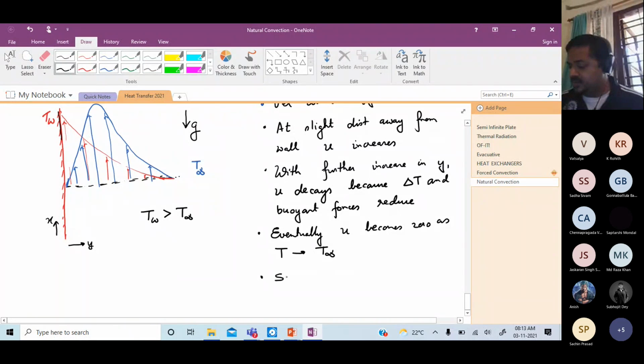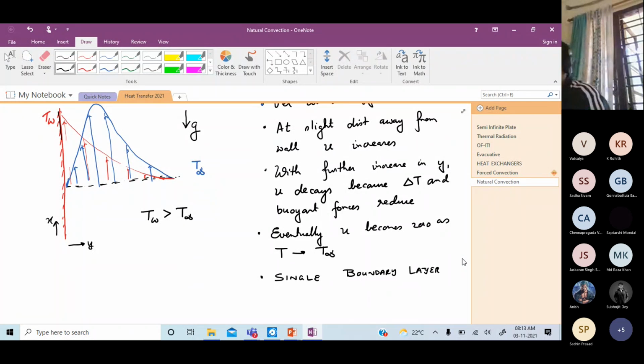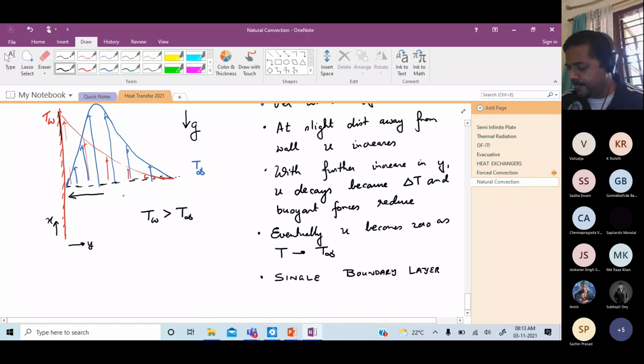So please note there is a single boundary layer, which is a natural convection boundary layer. It's not like velocity reaches its free stream value earlier than the temperature reaches and all that. When the temperature comes down to infinity, velocity comes down to 0. So this is going to be my single boundary layer of thickness delta, which is going to vary as a function of x. So please keep that in mind.